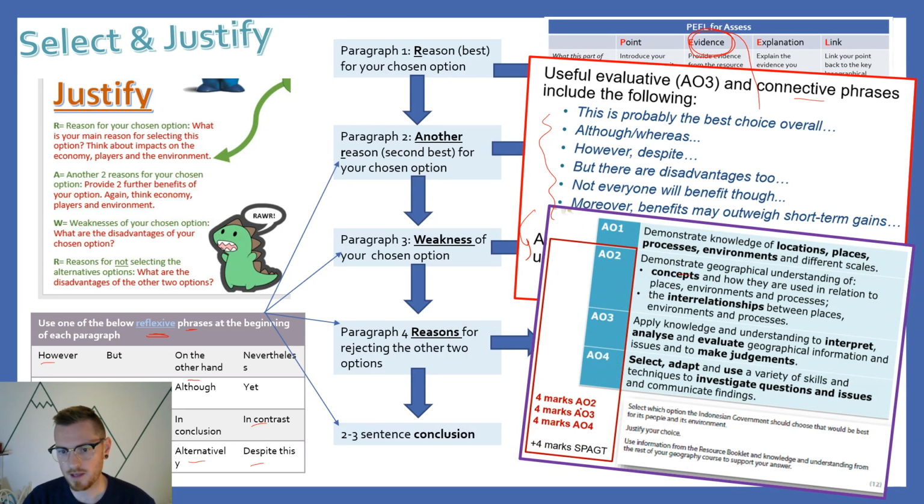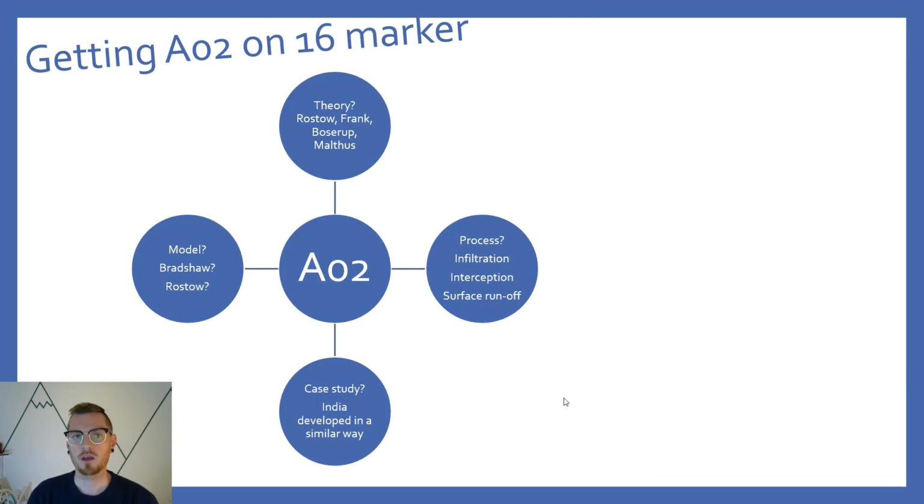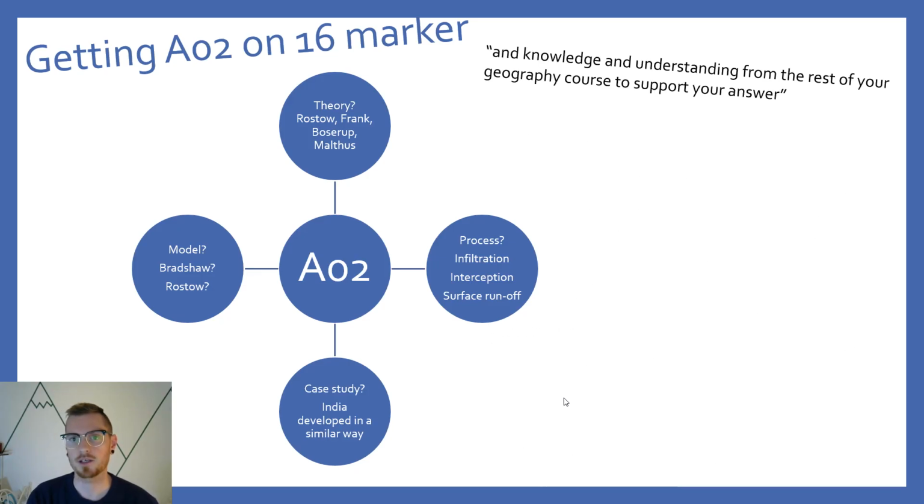Last little bit here, nearly done. I mentioned earlier that there's 4 marks for AO2, 3, and 4. Now, AO2, let's just concentrate on before we wrap up on select and justify. Now, AO2 is actually a bit that's potentially weak on the 16 marker. And at the end of the question, it says this sentence: and knowledge and understanding from the rest of your geography course to support your answer.